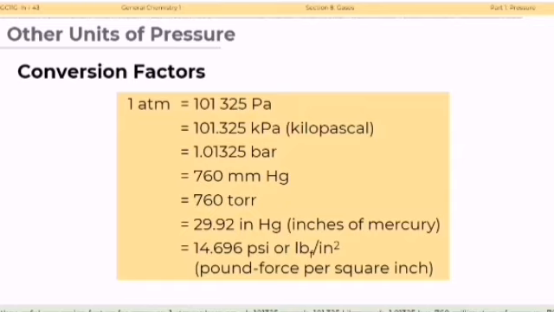Here are the useful conversion factors for pressure. 1 atmosphere equals 101,325 pascals, 101.325 kilopascals, 1.01325 bar, 760 millimeters of mercury and 760 torr, 29.92 inches of mercury, and 14.696 pound force per square inch.